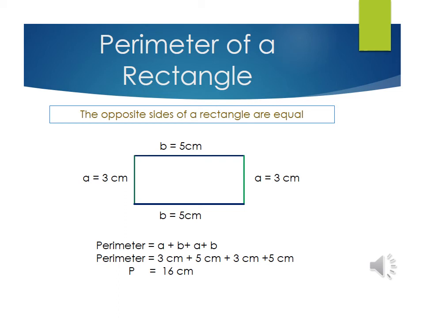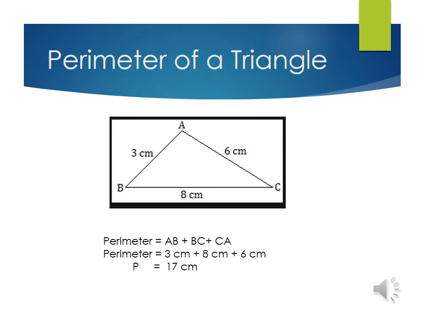So a is 3 centimeters, b is 5 centimeters. Again a is 3 centimeters, b is 5 centimeters. So 3 plus 5 is 8, 8 plus 3 is 11, 11 plus 5 is 16. So the perimeter of this rectangle is 16 centimeters.